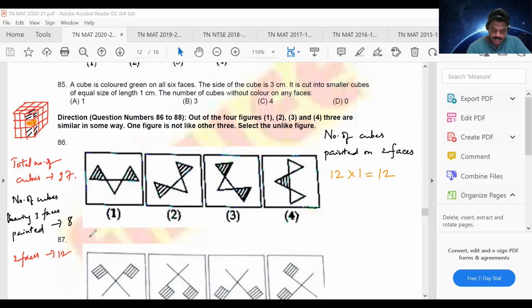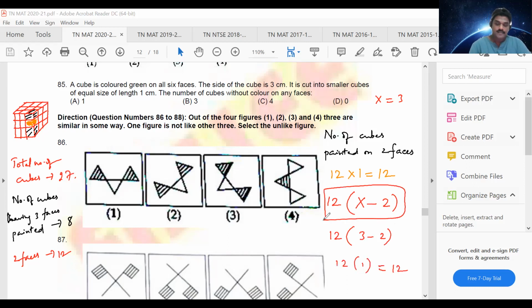Also, I can give you the formula. The formula for this is 12 times (X minus 2), where capital X here is 3, as I have stated previously. So 3 minus 2 would be 1, and 12 ones are 12. This is the formula if you want it, right? So for the total number of cubes, the formula was (capital X by small x) whole cube. For 3 faces, it is always 8 whenever you have a complete cube cut into pieces. For 2 faces, it is 12 times (x minus 2), right?